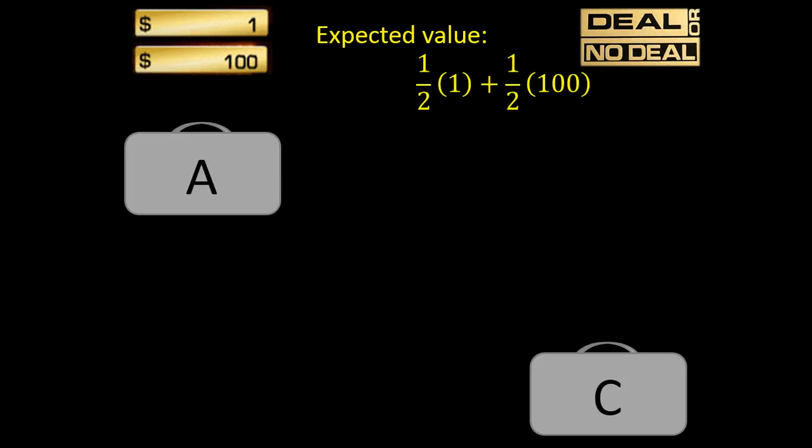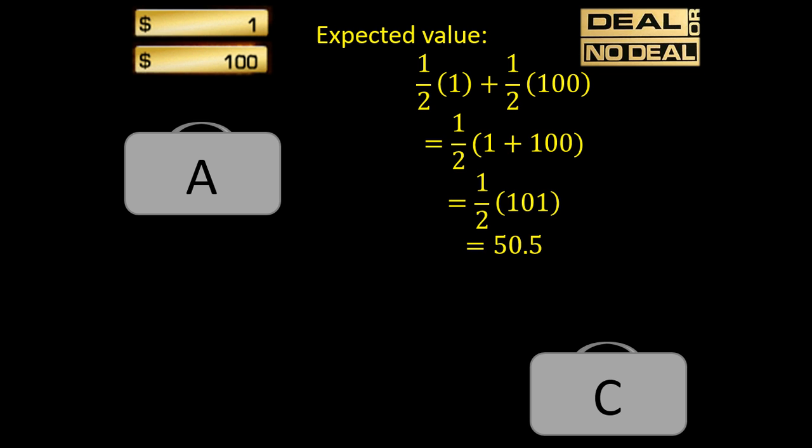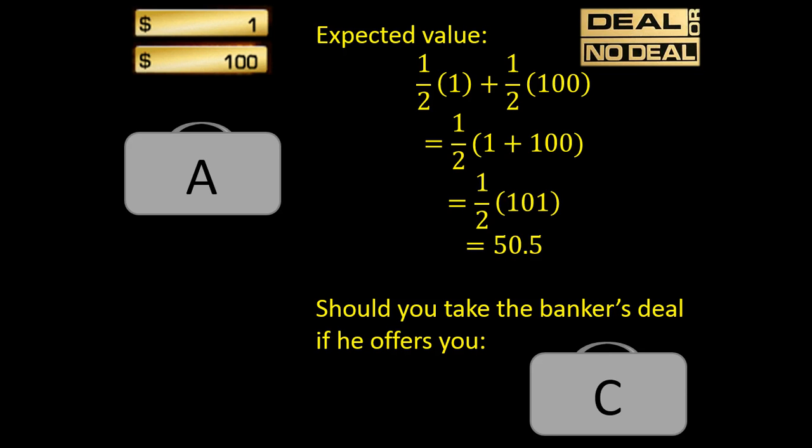Well, we've got 2 cases left. So the probability that our case is the $100 case is 1/2, and the probability that it is the $1 case is 1/2. So the expected value of the game at this point has dropped to $50.50. Not so good. Should you take the banker's deal, take his money, and leave the game if he offers you $45? And the answer is no, that's less than the expected value. How about if he offers you $55? You should take the money and run.